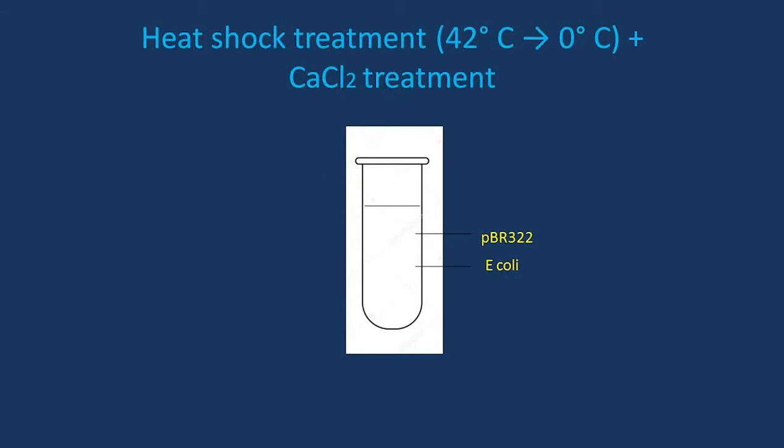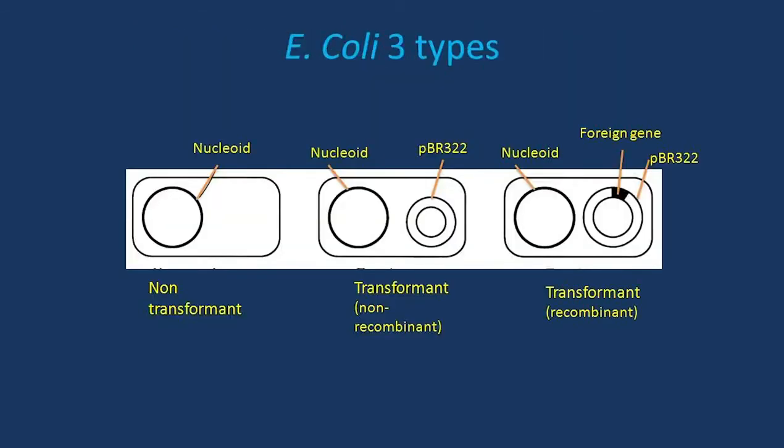So we get three types of E. coli. First one is called the non-transformant, which has not taken up the pBR322. The other two are transformants. But the first transformant is called the non-recombinant because it has only pBR322 in it. It does not have the foreign gene. The third one is the recombinant bacteria, which contain pBR322 and a foreign gene. We are interested only in the recombinant bacteria. So let us see how we select out the transformants, or we can say recombinants, from the rest of the bacteria.